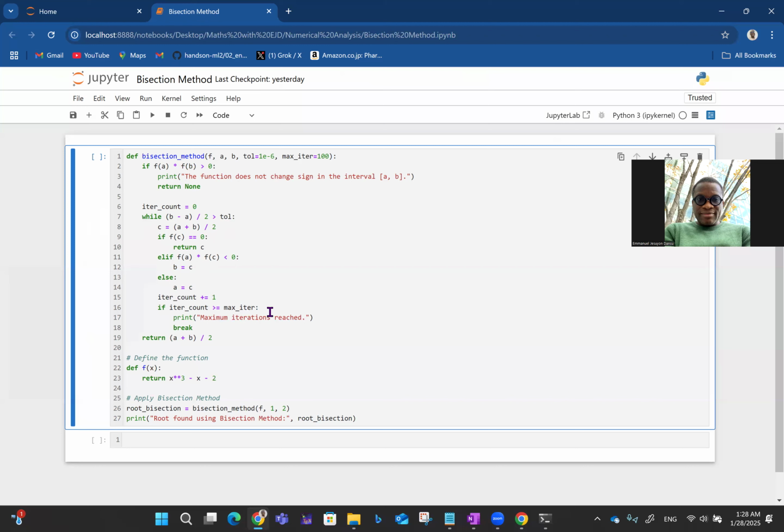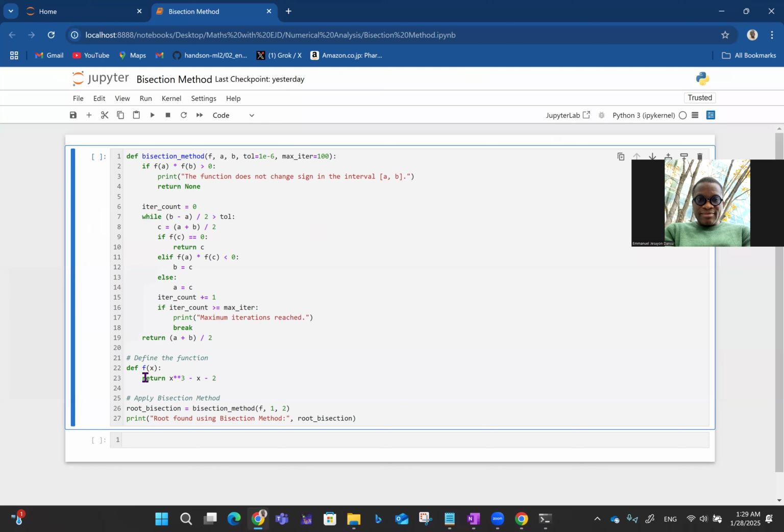So if the iteration counter is greater than the maximum iterations, then you print maximum iterations reached. We have set it to go for 100 iterations. So if it reaches 100 and we still don't get the answer, it tells us maximum iterations reached, and it will just return whatever value we have at that point. But if the tolerance is reached first, so there are two conditions now. If it reaches 100 iterations, it stops and gives us whatever value it has. Then if the tolerance condition is met, it will just stop because we have reached the actual condition.